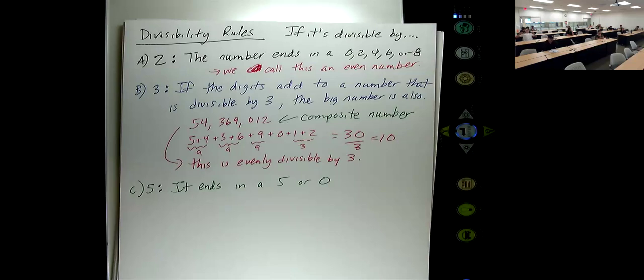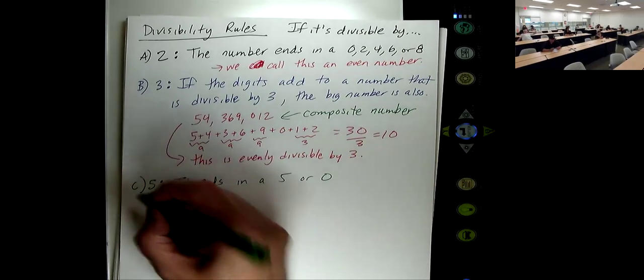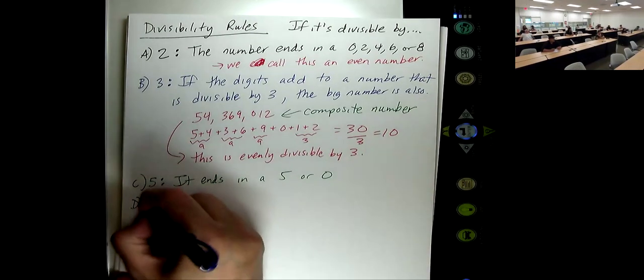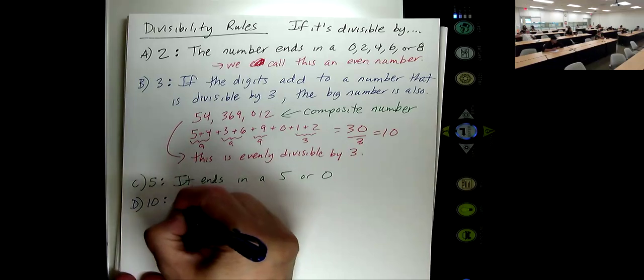The next prime number was 7, but the rules for 7 are confusing. At that point, it's easier to just try to divide by 7 with a calculator, or by hand, the old fashioned way, rather than trying to do something that's quick. The rest of these can be done quick, but another good one is 10. For 10, it ends in a 0.